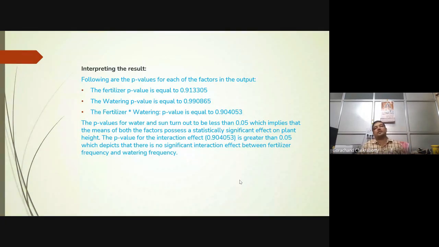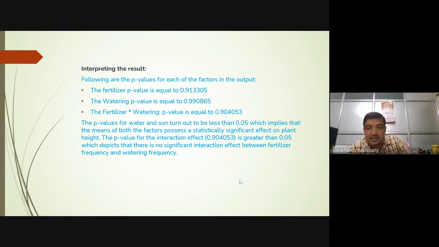Now we can interpret the result the following way. The following are the p-values for each of the factors of the output. So there are three factors, so there are three p-values we are getting. So fertilizer p-value is equal to 0.913305 and watering p-value is equal to 0.990865. And the fertilizer-watering p-value is equal to 0.904053.